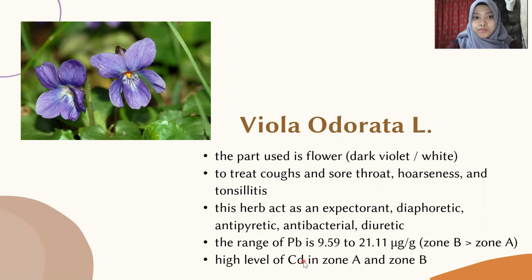However, there is a presence of toxic metals in this V. odorata. The concentration range for the Pb metal contained by this herb is 9.59 to 21.11 microgram per gram, where it is significantly greater in zone B compared to zone A and zone C. Moreover, the high concentrations of the Cr metal, which was obtained from both zone A and zone B, caused the elevated toxic level.